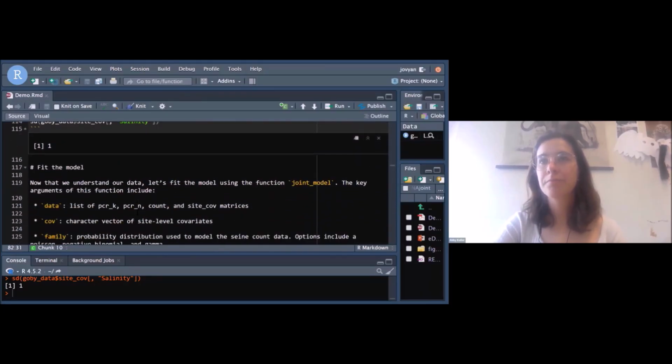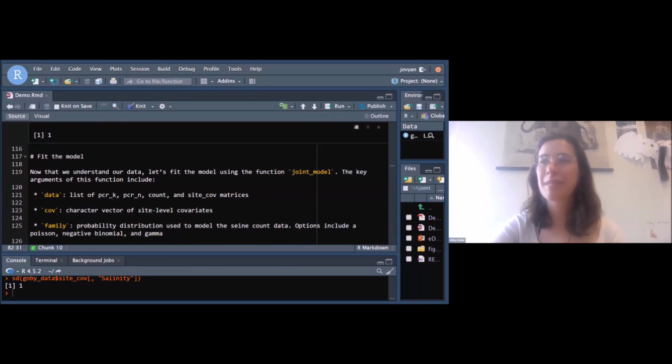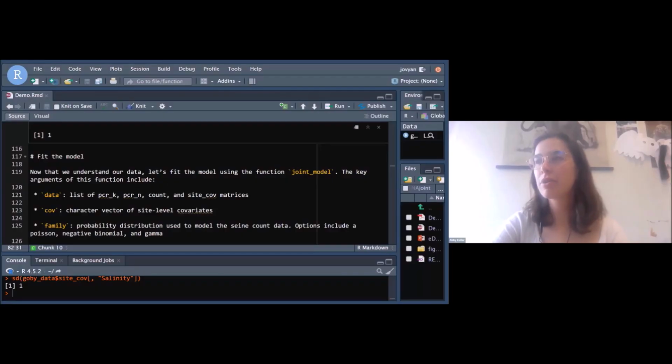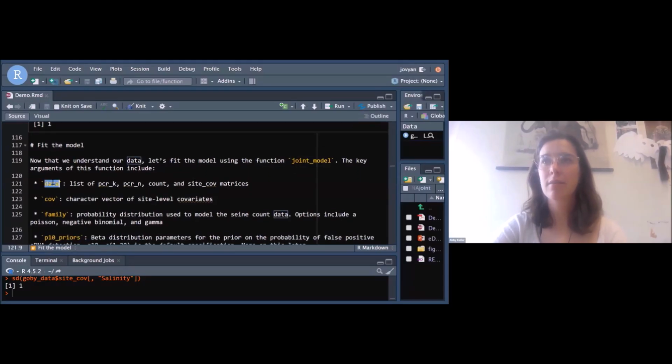Okay, so we've looked at the structure of the data. There are more examples and more detail about this in the user guide, but I'm also happy to answer questions. So the next step is to actually fit the model to our data. This function, joint model, is really the primary function of this package, and it takes a few key arguments. The first is our data, which is our list of matrices that we just went through.